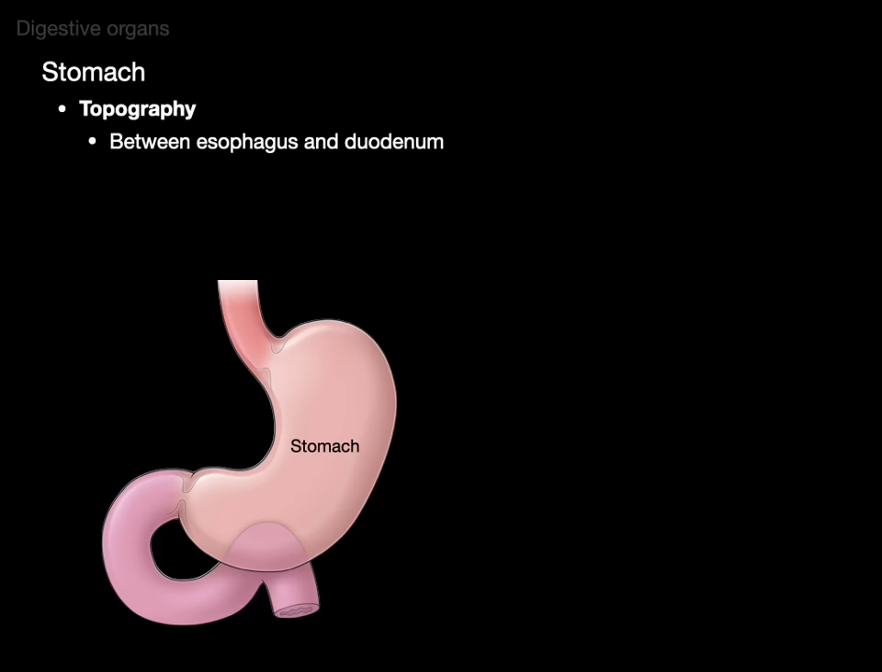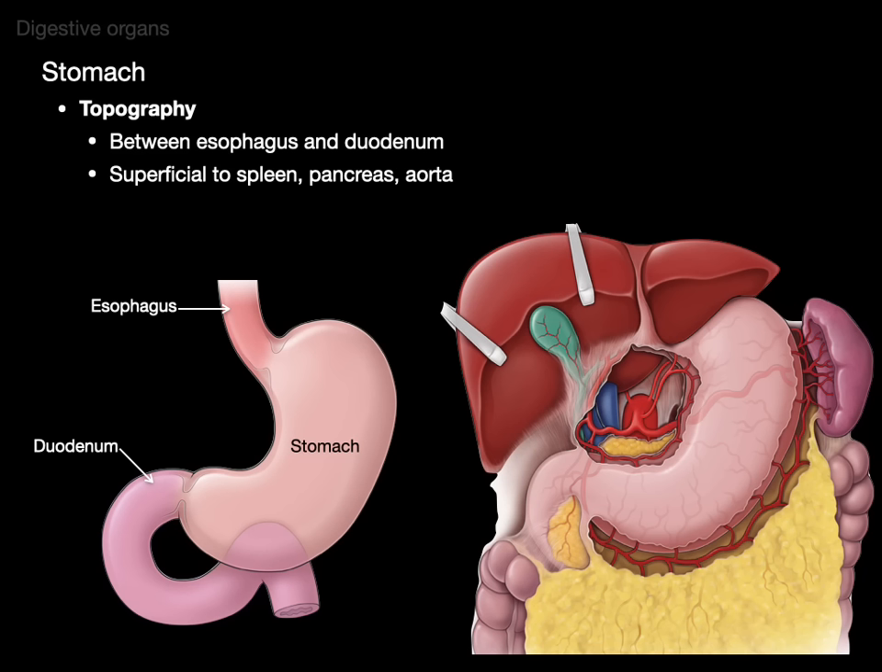Let's talk about the stomach now. The stomach's topography is that it's between the esophagus and duodenum as you go from mouth to anus. So there's the stomach between the esophagus and the duodenum. But it's also superficial to our spleen, pancreas, and aorta. It's hard to tell from that picture, but the spleen is deeper to the stomach, and the pancreas lies deep to the stomach, as does the abdominal aorta.